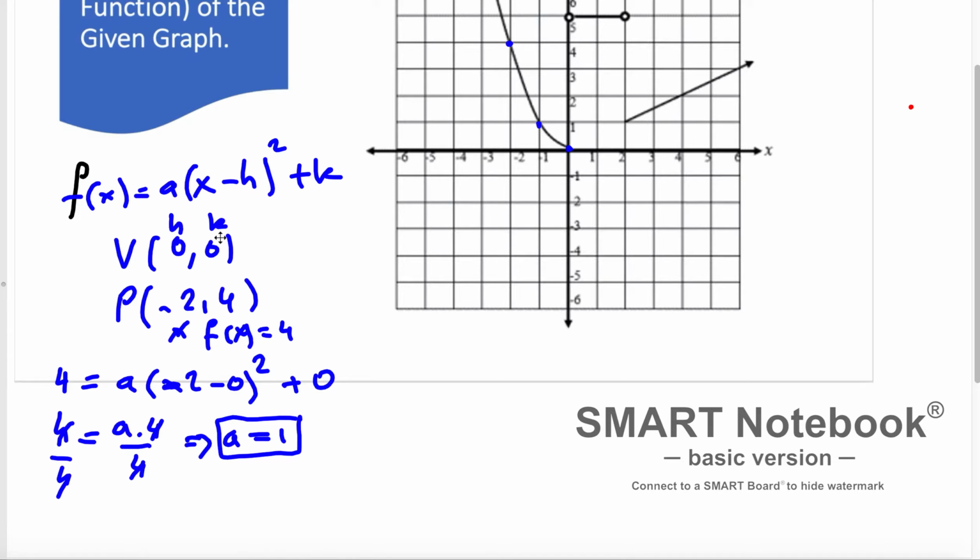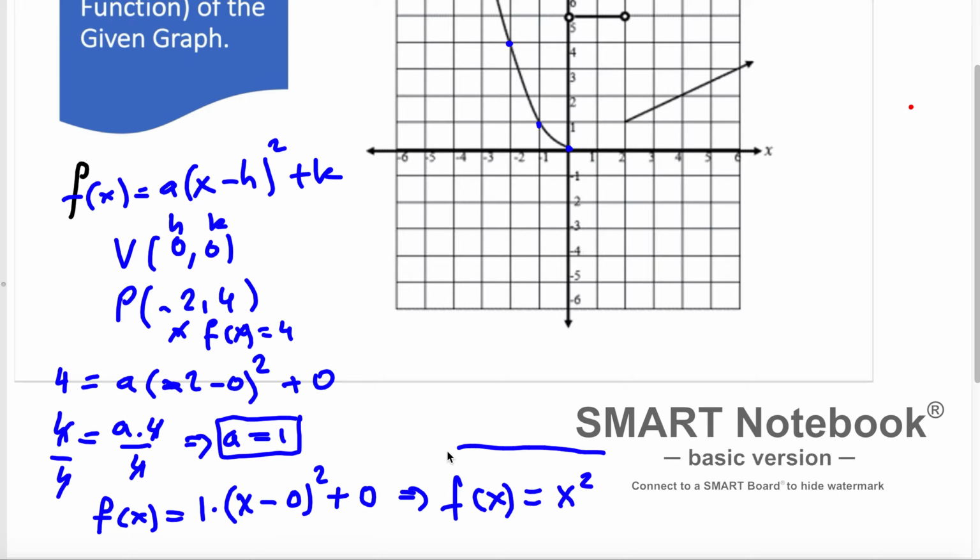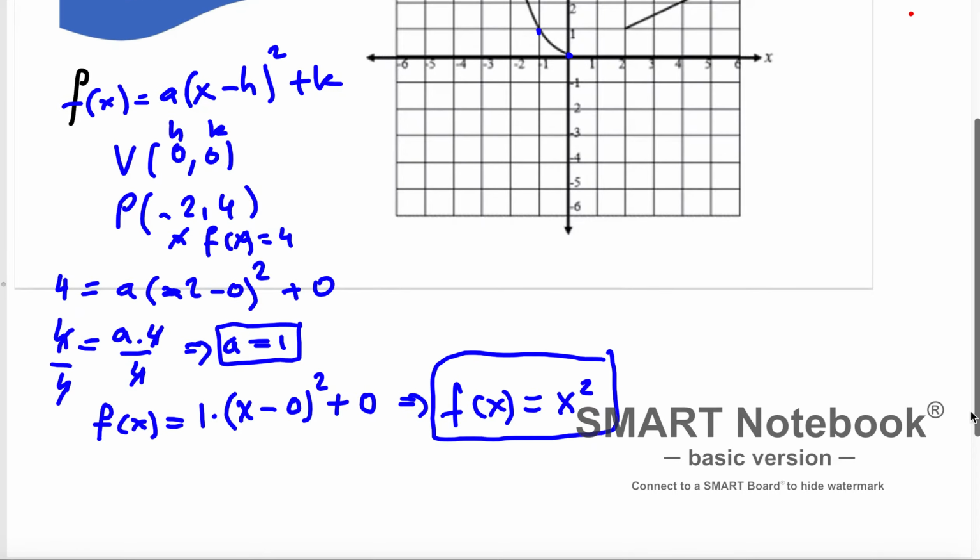Now if we plug these values into the function, we can find f of x. So f of x is equal to, instead of a, 1, times x minus h, which is 0, squared, plus k, which is 0. This implies f of x equals 1 times x minus 0 squared, which is x squared, times 1 is x squared, and plus 0 is just x squared. So this is the function we are looking for, and this is the function in the domain from minus infinity to 0.